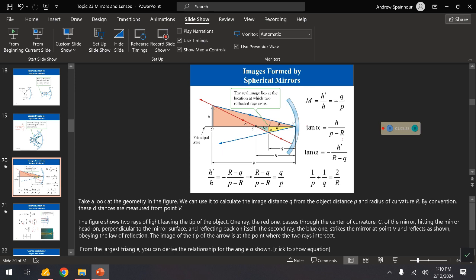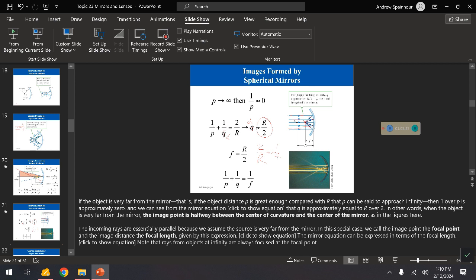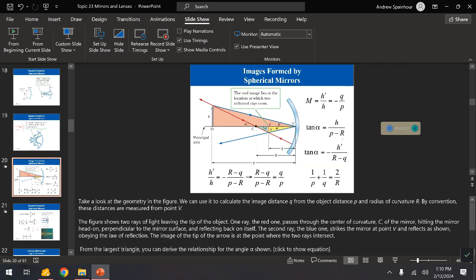Meaning, if it's real, you should be able to put a piece of paper at the location where the rays meet, and you should see an image appear on that piece of paper. So take a white piece, you could use a notebook. Position it around and try to find the real image being reflected on the opposite side.